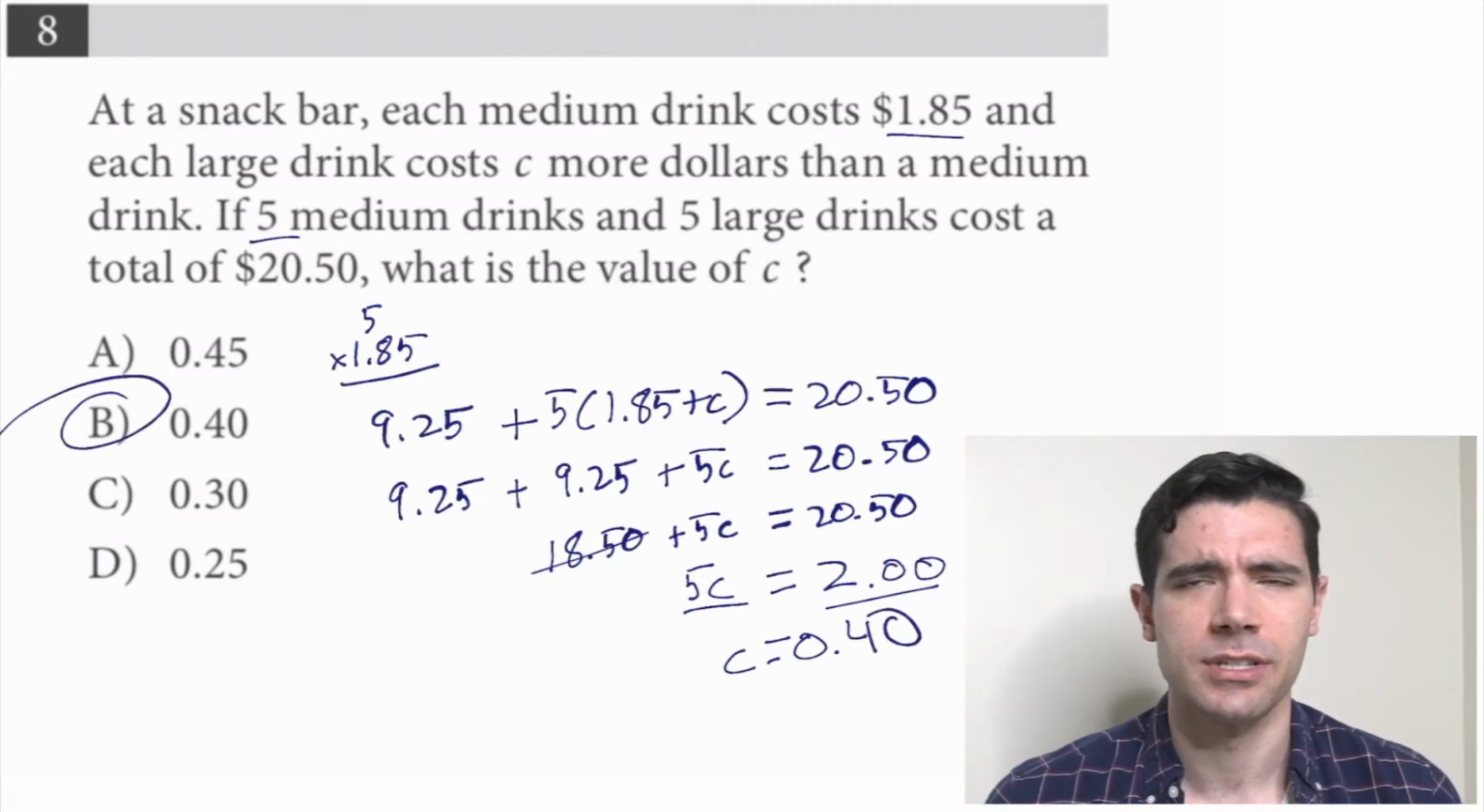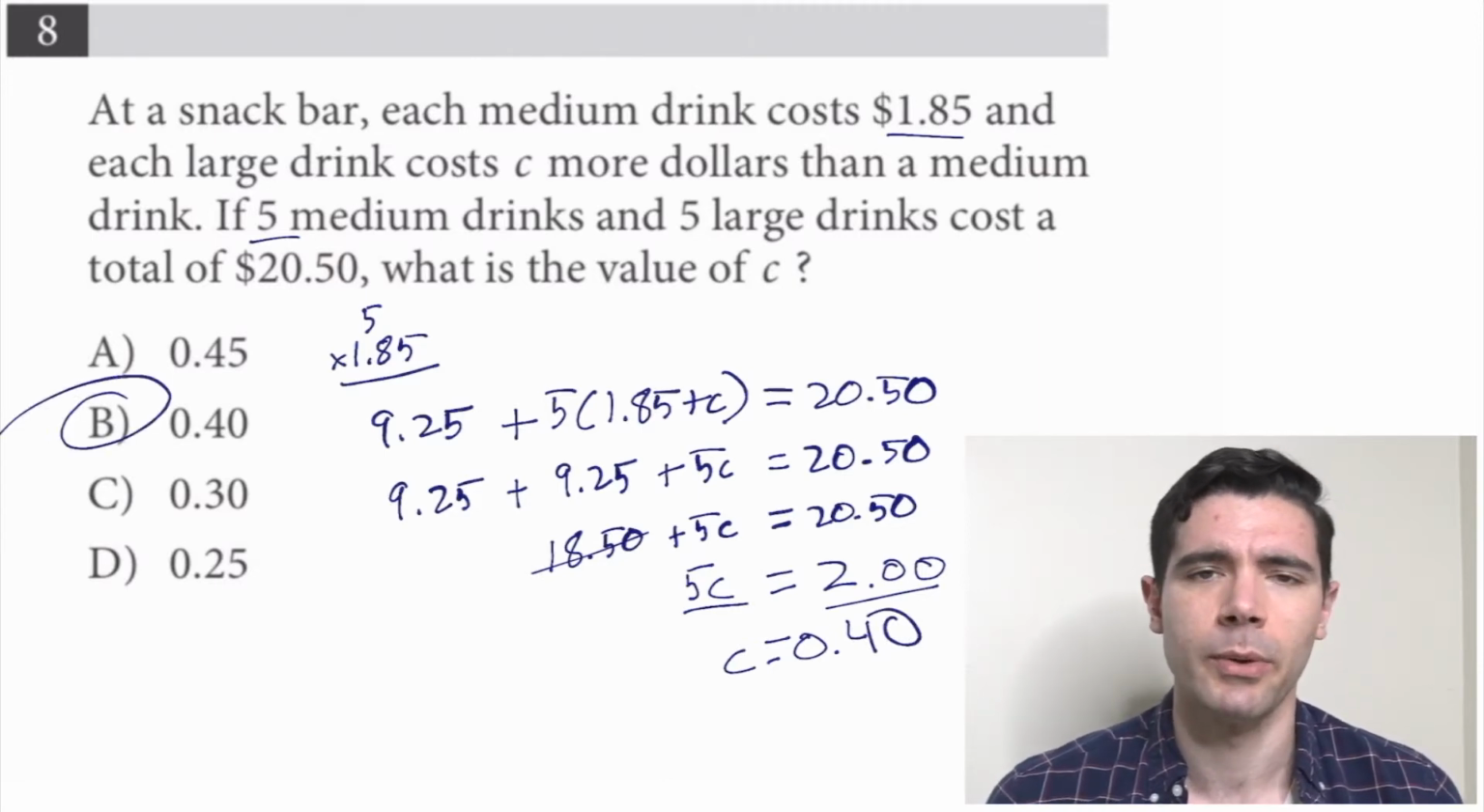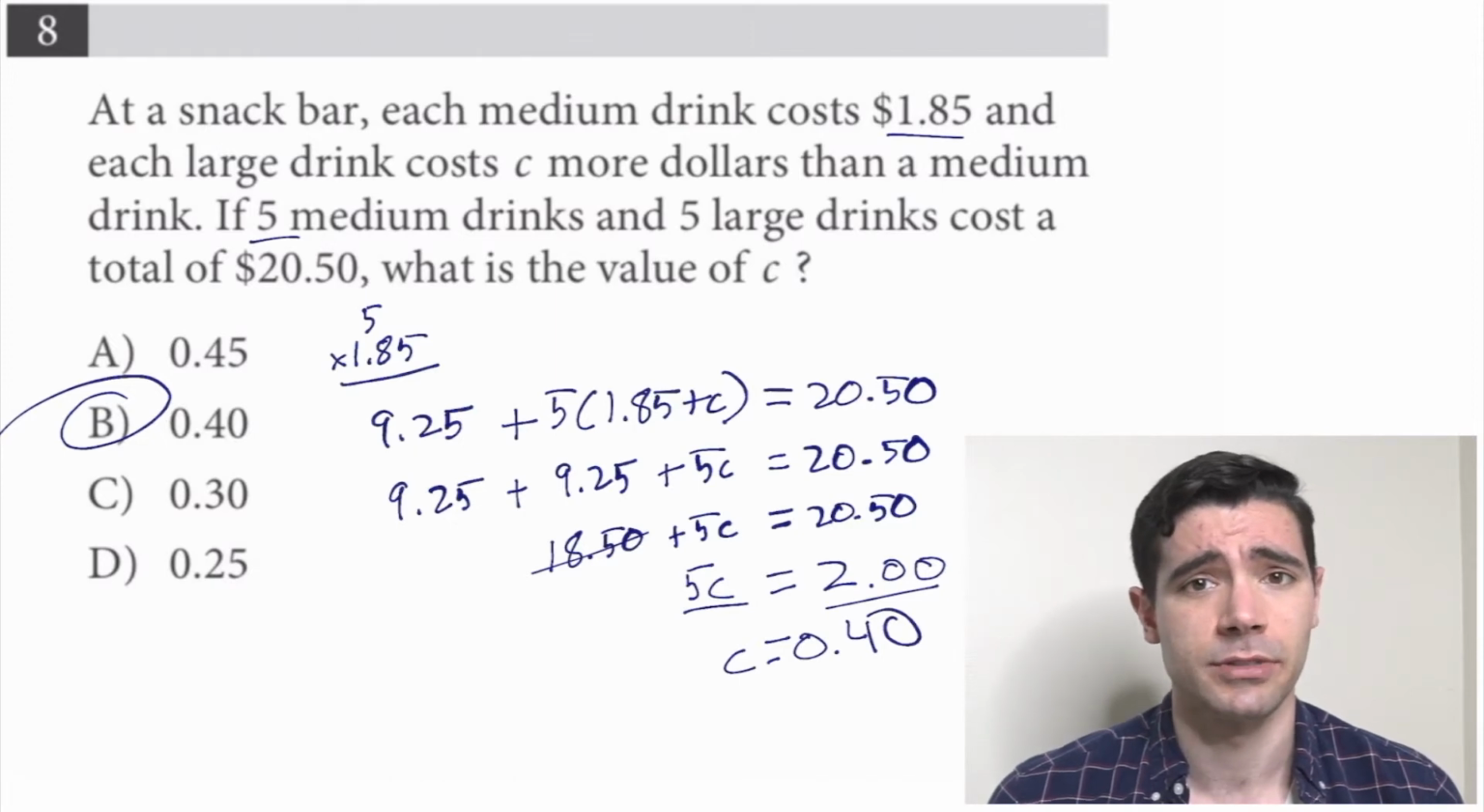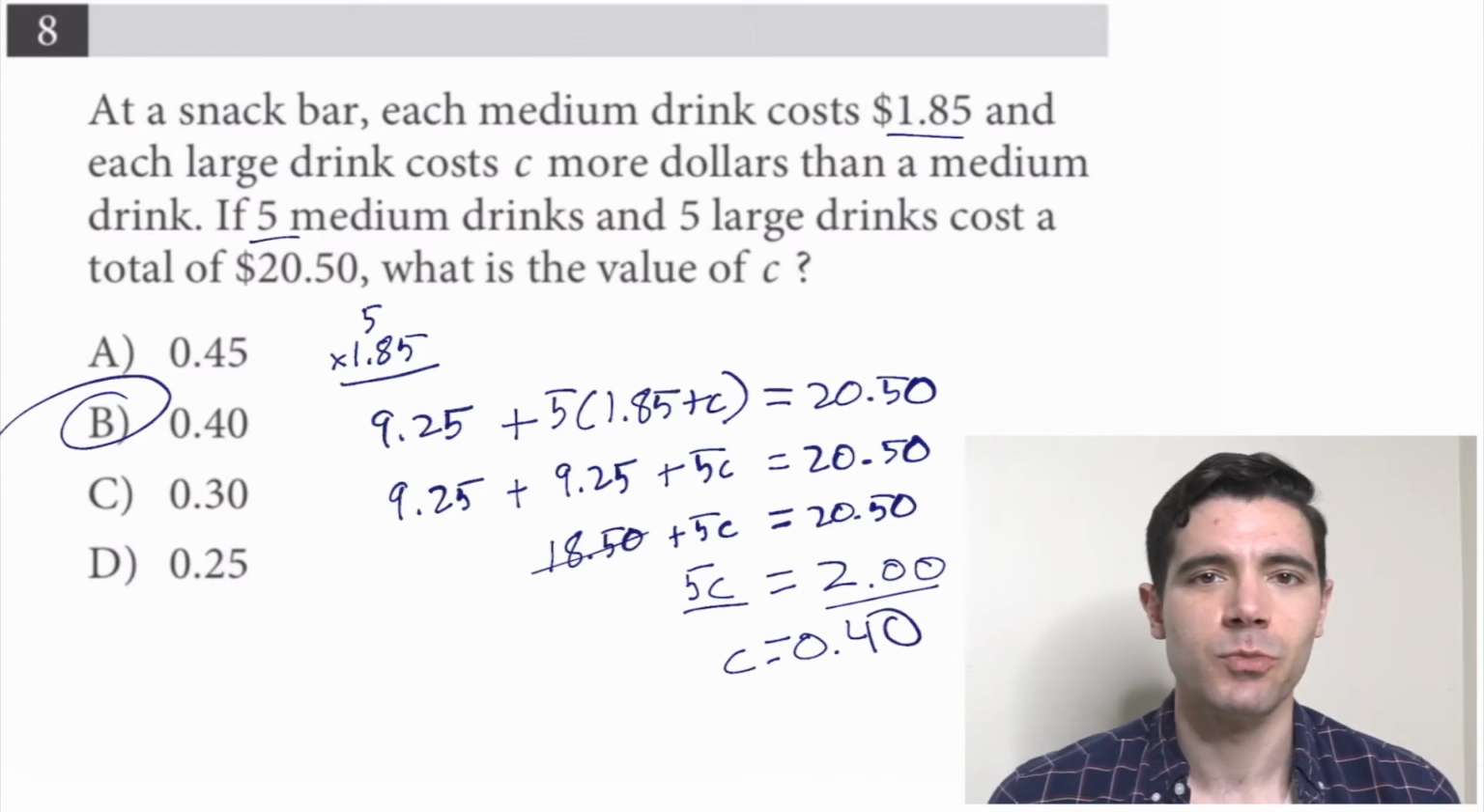Kind of confusing that the letter itself was one of the answer choices. But we wanted B, because that's 2.00 divided by 5. Nice. As with any problem, we started with what we knew.